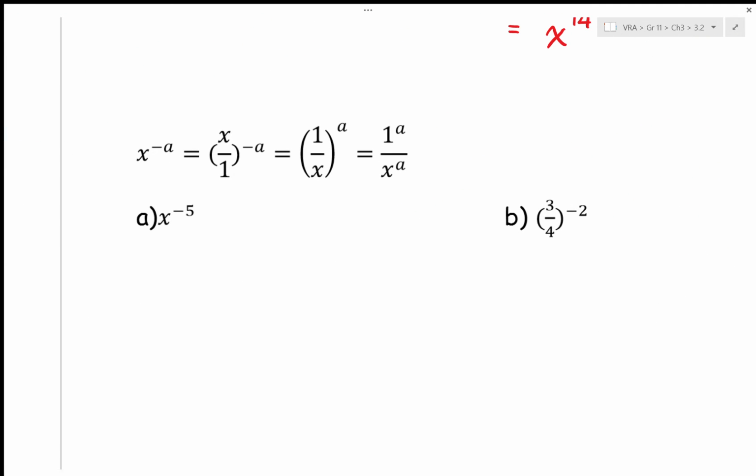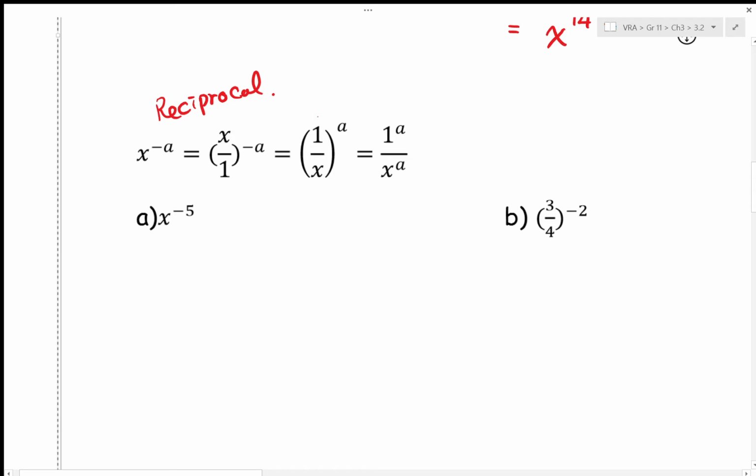Now, the next one is the negative power. Negative power basically means that you take the reciprocal of it, okay? Textbooks say x to the power of negative a is basically 1 over x to the power of a. But it's basically x to the power of negative a is x over 1 to the power of negative a, and then you take the reciprocal of it and change the power to positive. Then we have 1 over x to the power of a.